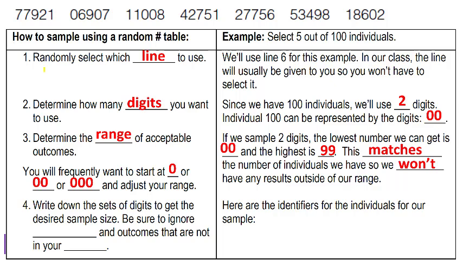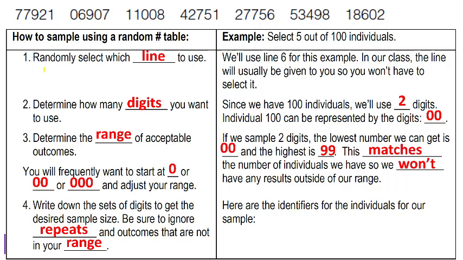I haven't really seen it used for 4 digits. It could be, but it's not common. But you can probably guess. You do 0000 if it was 4 digits. Then you're going to write down the sets of digits to get the desired sample size. Be sure to ignore repeats and outcomes that are not in your range.